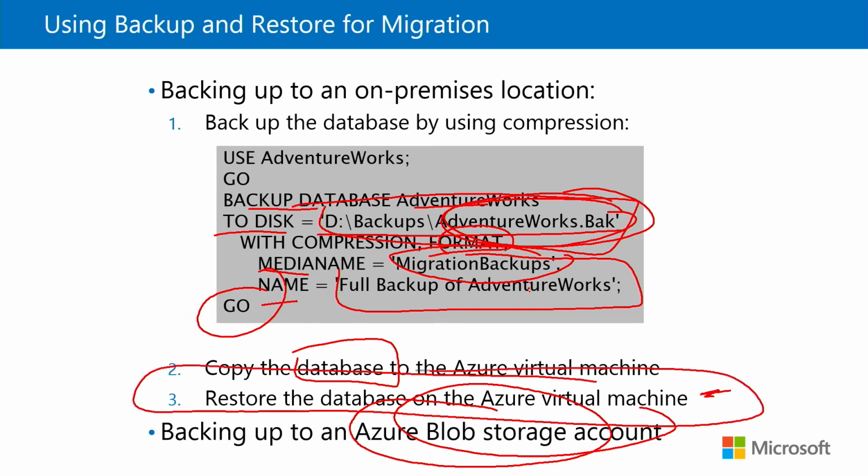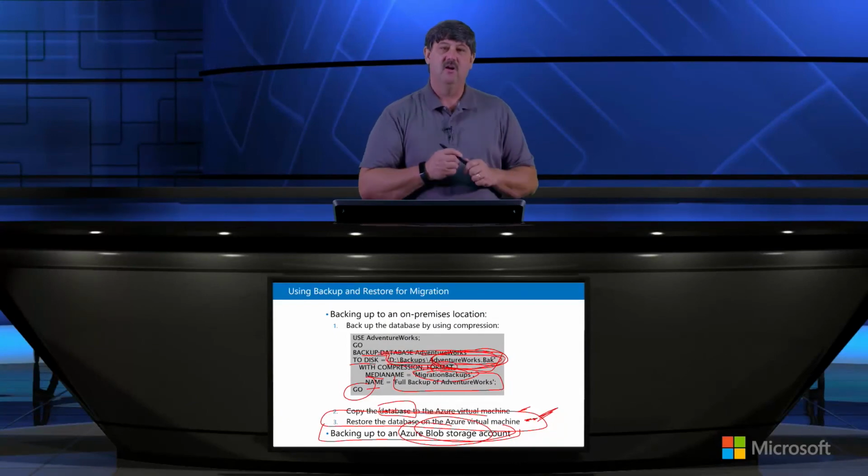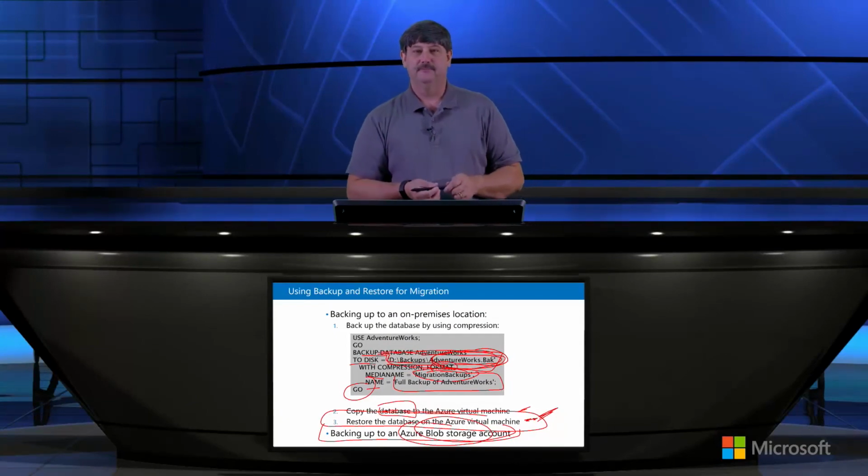It's important to note that I could also use SQL Server Management Studio connected to the Azure virtual machine and restore it from there by clicking on the disk option and then pointing to the place that we copied the file to in order to restore it. So a couple of different options. Again, backing up to the blob storage account is just going to have a different URL right there to back it up to that location.